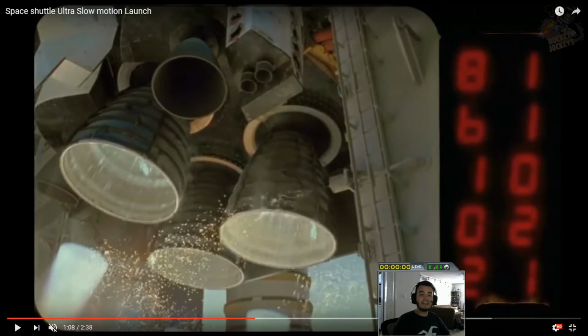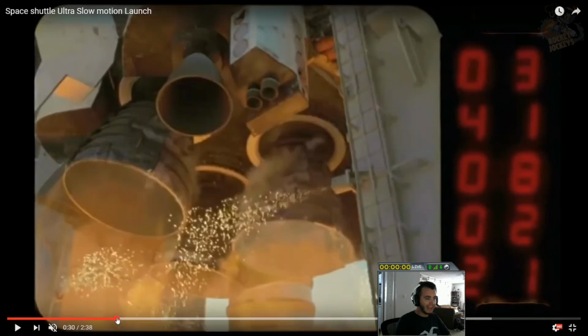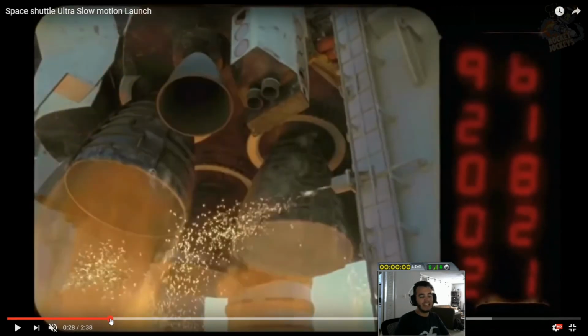So this is going to be an example of overexpanded flow. This is a Space Shuttle main engine during its startup sequence. Right now our flow is still subsonic, and eventually a shock is going to start forming down the side of the rocket engine nozzle.